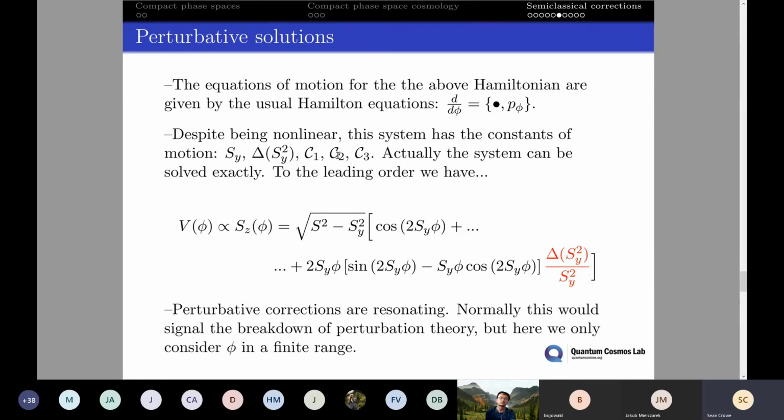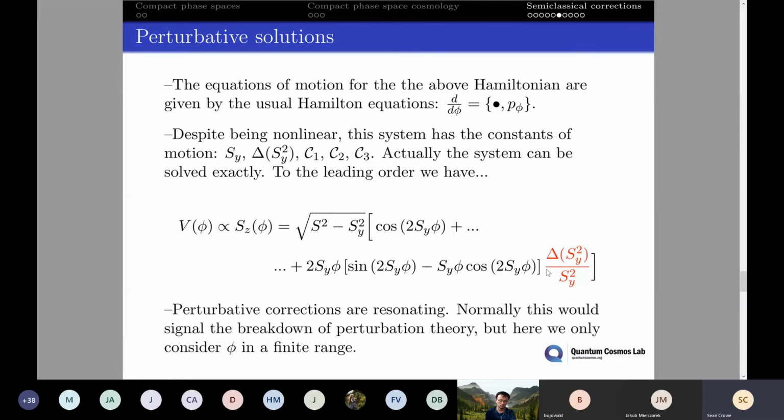So we can solve this whole system exactly. And just as an example, this is what we find for the volume as a function of the internal time. The first term is the classical term, which is just a trig function. Phi should only take values in the range where cosine is positive because this is a volume. So that's something to keep in mind. The semiclassical correction is shown down here. This correction is parametrized by the relative fluctuations of Sy squared.